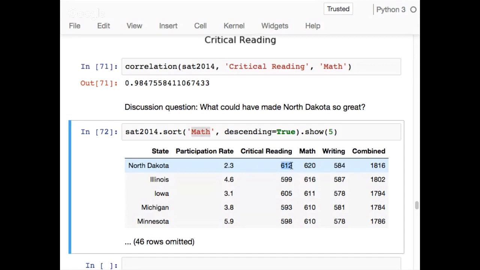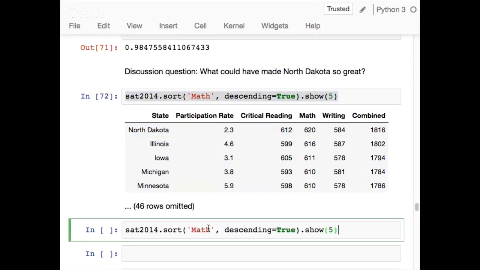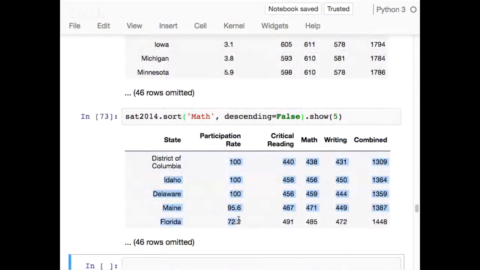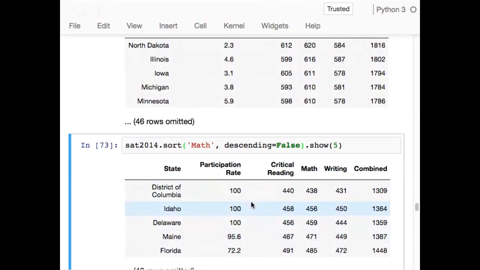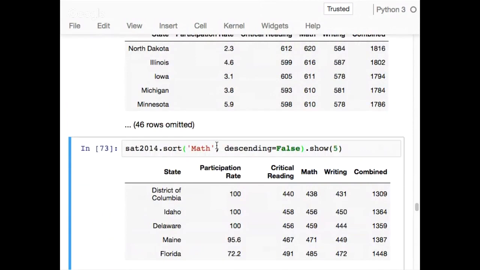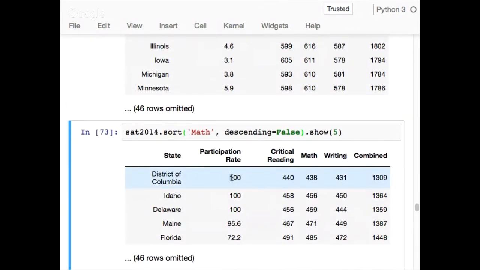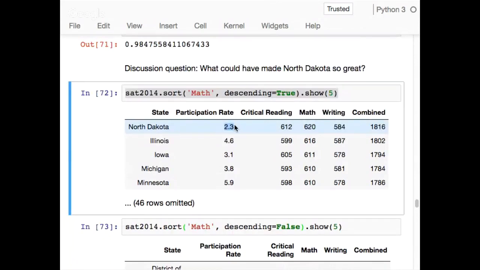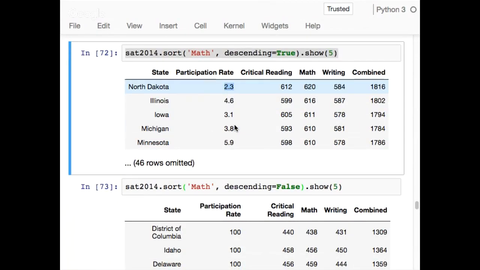It turns out that in this case, it actually was participation rate, or we think that it is, because if we look at this in ascending order, what do you notice about these states' participation rate? They're all at 100, right? Some states do have different policies when it comes to taking the SAT. In Washington, D.C., Idaho, and Delaware, they make everyone take the SAT. If everyone takes the SAT, generally speaking, you'll get people who do really well and people who do pretty poorly. In North Dakota, on the other hand, only 2% of people took the SAT. And those 2% tend to do pretty well. So that's participation rate.